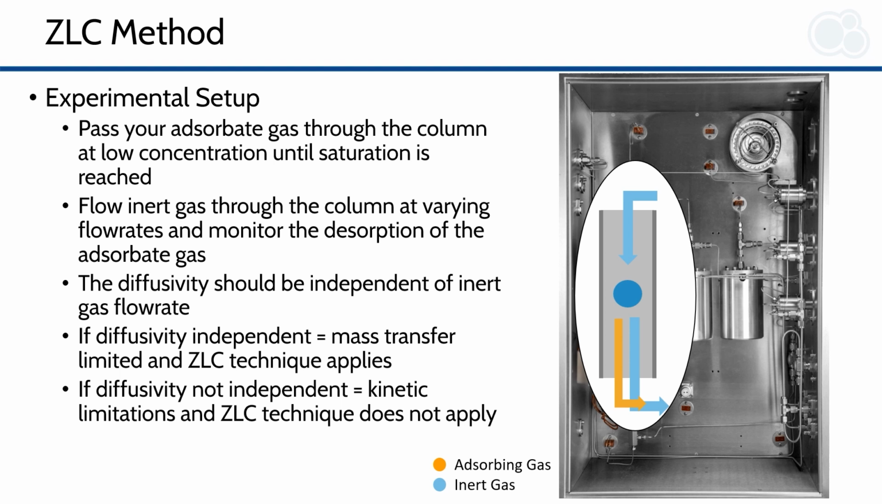For the experimental setup, you're going to pass your adsorbing gas through the column at a low concentration until saturation is reached. Essentially, you're going to collect a breakthrough measurement. You'll then start flowing an inert gas through the column and monitor the desorption of the adsorbate gas that was initially adsorbed. So in this case, all that you're going to be flowing through is your inert gas, and then your adsorbing gas that had previously adsorbed is going to start flowing out.